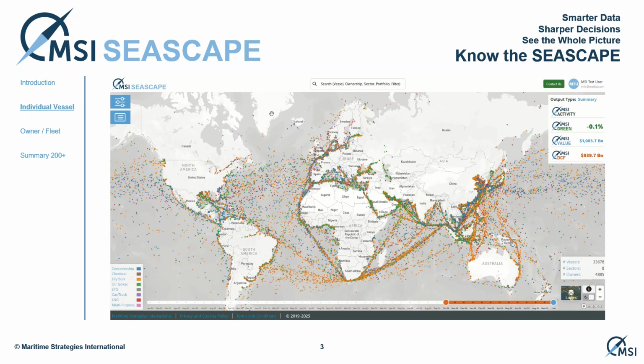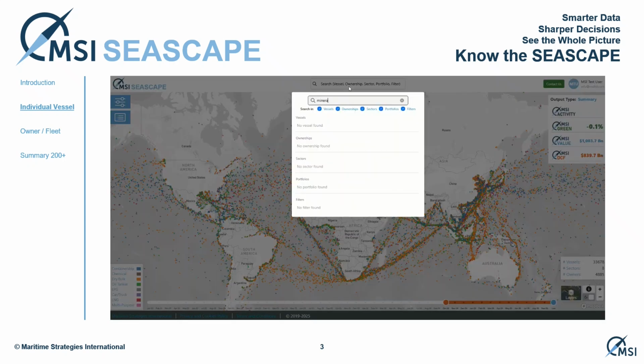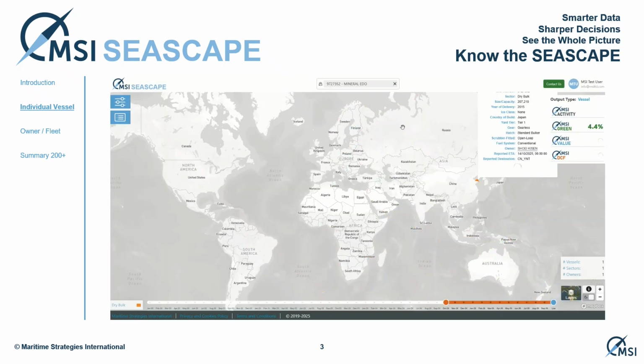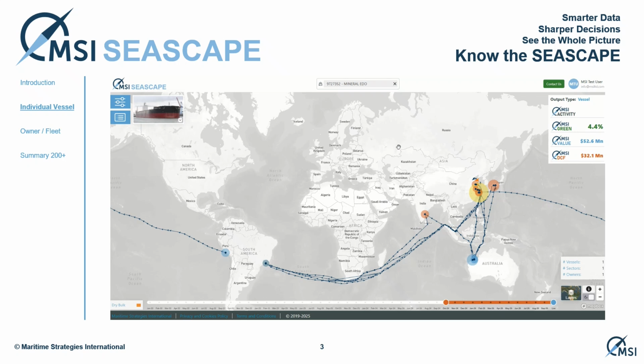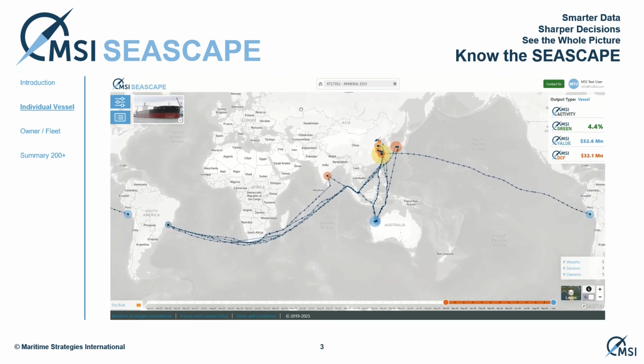So there are 2 ways to look at a ship's information. One is to click on the vessel icon on the map, or the other one is to search for the ship's name in this search box. And once you click on the ship, it'll then load the vessel track. Now this track is showing from 1st of October 2024 up to today, 15th of October.